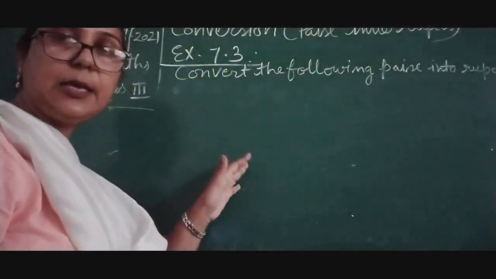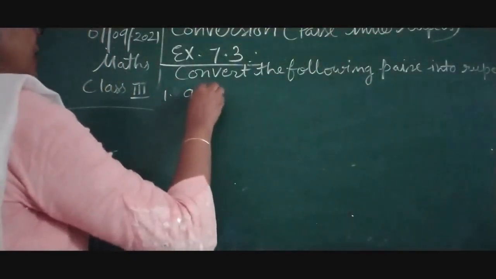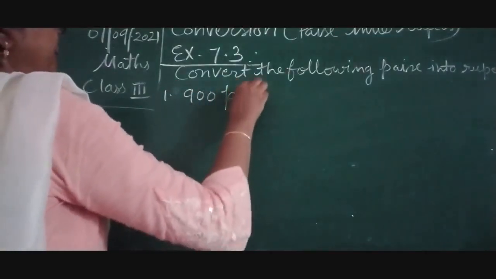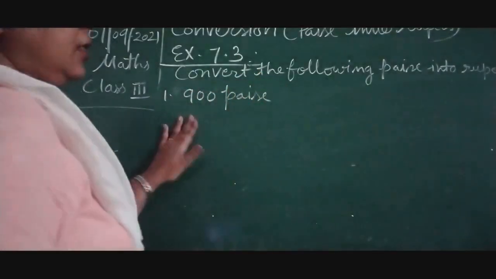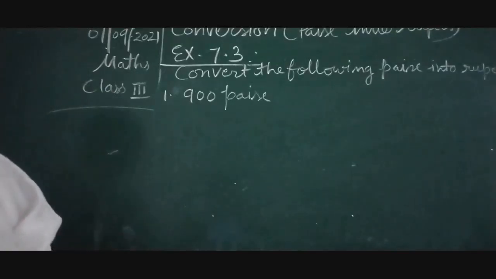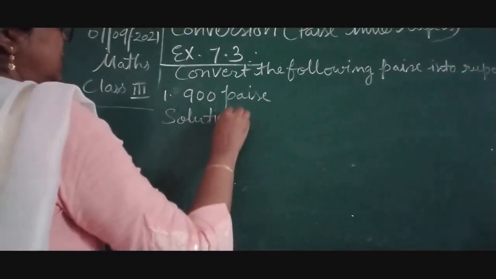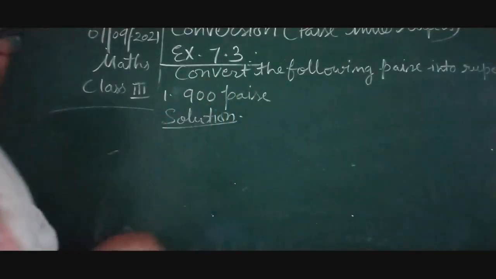This is the exercise. Now one number is 900 paise. Now children, it is simple. If 900 paise is written, we will write the solution over here. We will write solution first. What will we do?